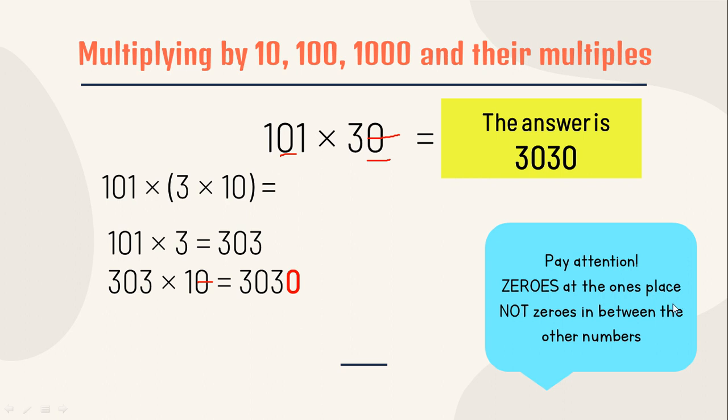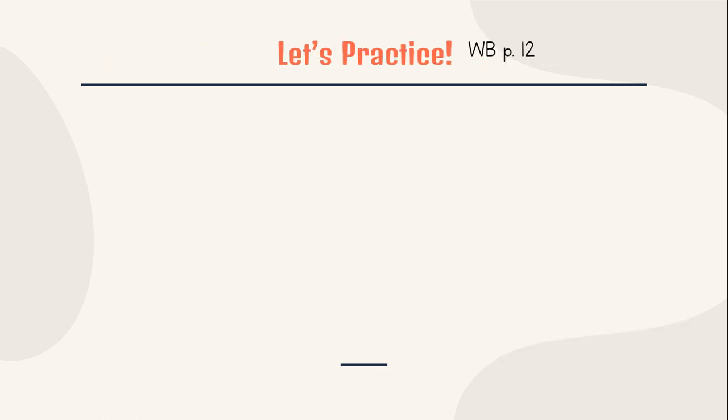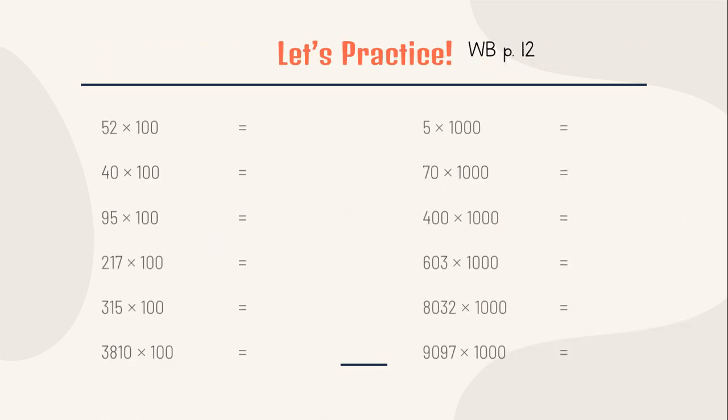Zeros at the ones place, not zeros in between numbers. But it cannot only be in the ones place, it can be in any place, as long as there are no numbers following the zeros. Let's practice.